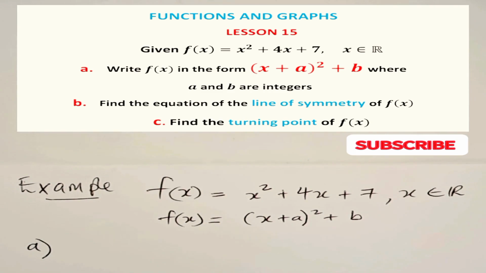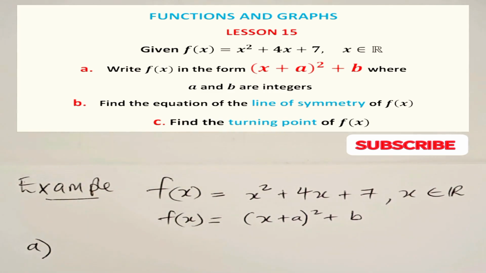The question reads, given the function f(x) is equal to x squared plus 4x plus 7, where x is an element of all the real numbers, write f(x) in the form (x plus a) squared plus b, where a and b are integers. Now, when you come across such a question, you have to complete the square.